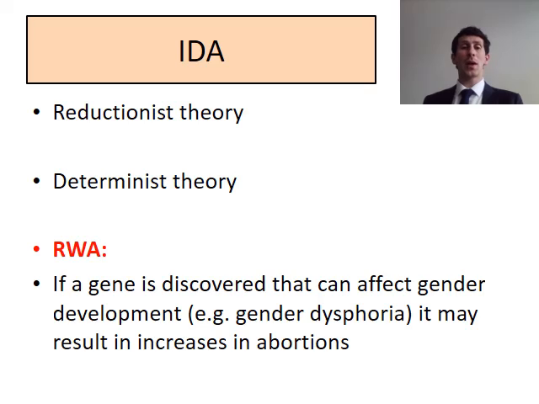And you also have a real-world application that if a gene was discovered that could affect gender development, so for example cause gender dysphoria or gender identity disorder, then it could result in an increase in abortions, which is a socially sensitive issue. Are we better off with this research or without this research?